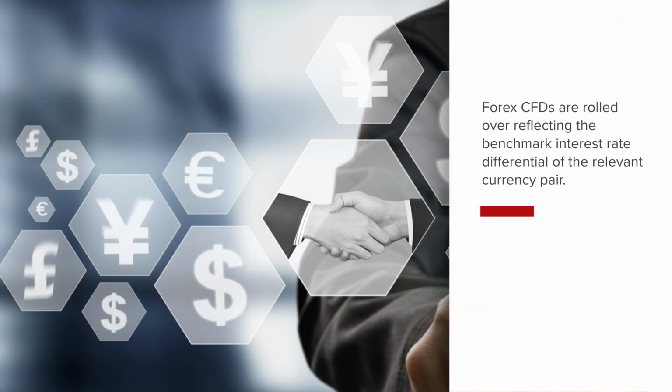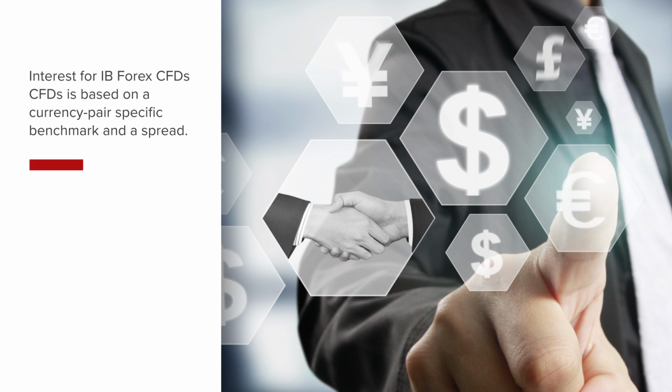Forex CFDs are rolled over, reflecting the benchmark interest rate differential of the relevant currency pair. This is in principle similar to the Tom Next rolls used by other brokers, but offers greater stability as benchmark rates generally are less volatile than swaps.